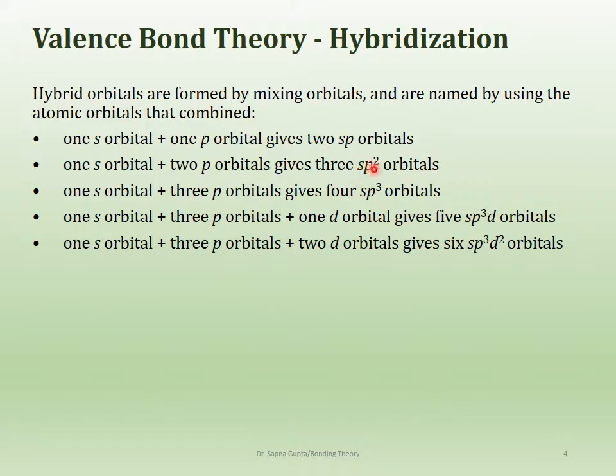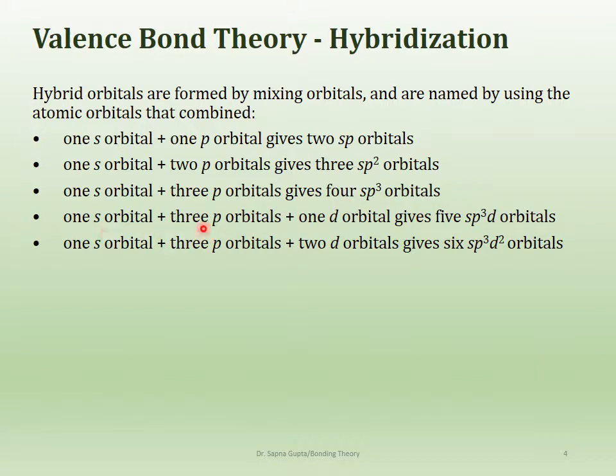So sp2 means one s orbital and two of the p orbitals. One s orbital and three p orbitals gives the four sp3 orbitals. Which means we have sp3, one s and three p orbitals combining. And just by looking at this sp3, you can see that there are actually four orbitals being combined, and that's why there is the number 4. You have four orbitals forming.